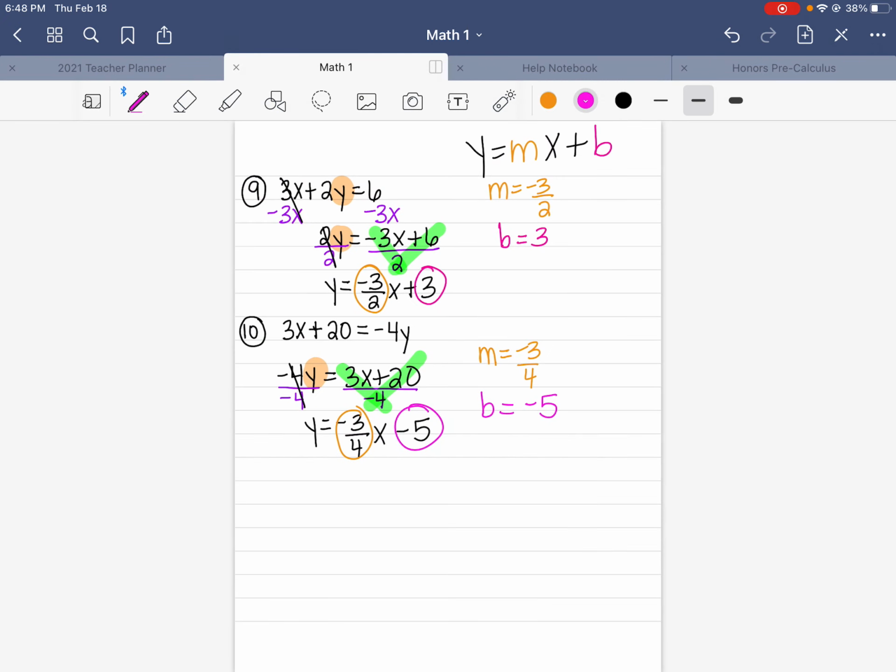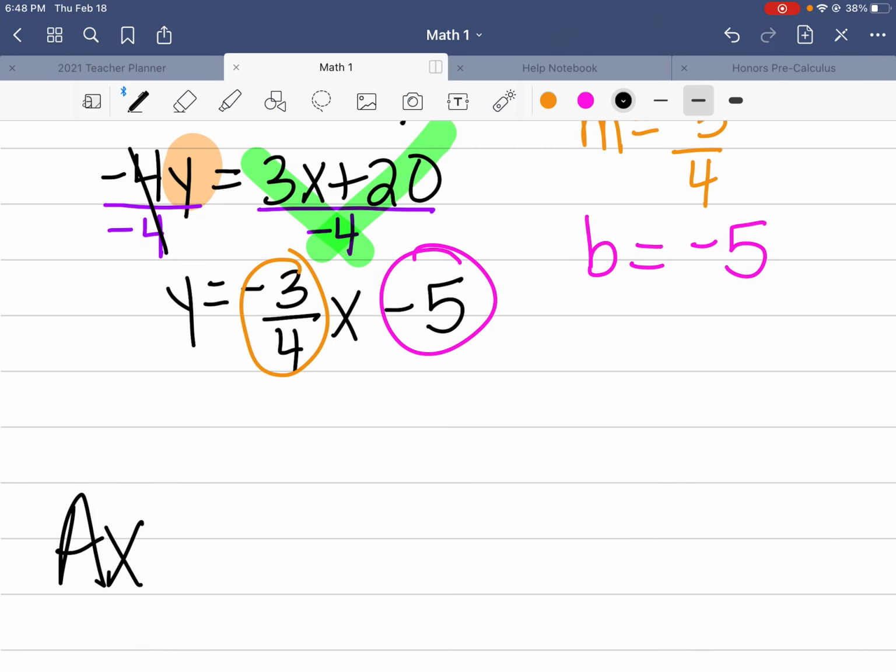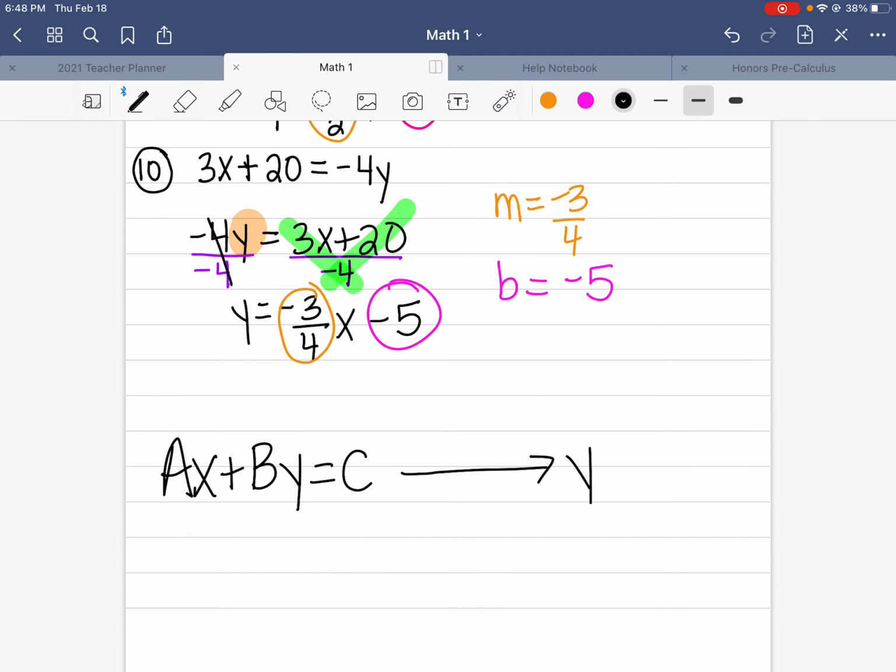All right, so what do you need to remember? Remember that if it's in standard form, you have to put it in slope-intercept form. I cannot stress that enough. If it's in standard form, you must convert to slope-intercept form. You've got to solve for y here. So solve for y.